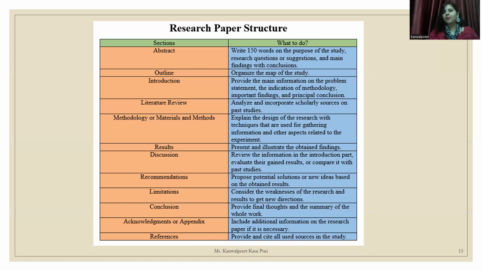Again, it depends upon the journal you are planning to send your paper to and the university guidelines. So it is about 150 words on the purpose of the study, the research questions, suggestions, and main findings with the conclusion. Immediately after the abstract, you are supposed to write the keywords.